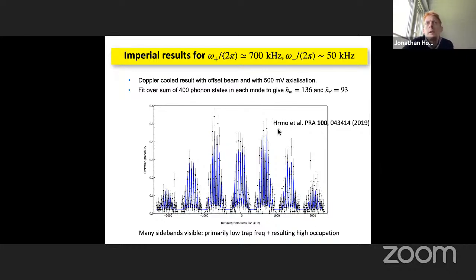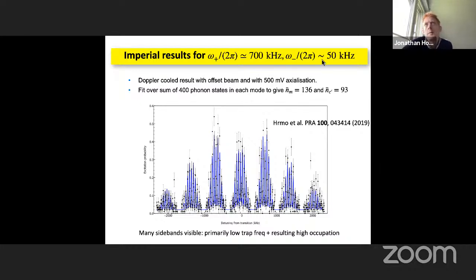I got them from Pavel Hermo, who was a PhD student there and will be arriving with me for a postdoc soon. So this is the result of Doppler cooling. And what they used there was both an offset beam, which I've described with this intensity gradient, and also some axialization, which is the potential that I just described.